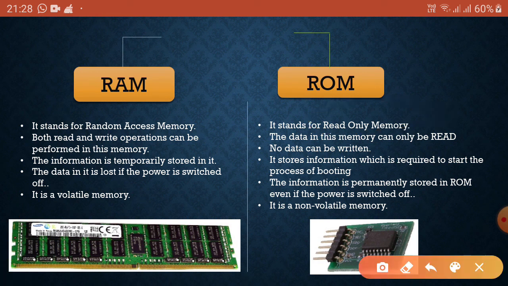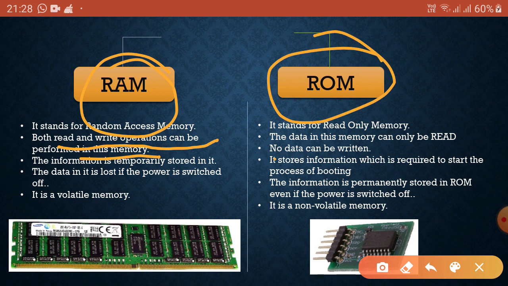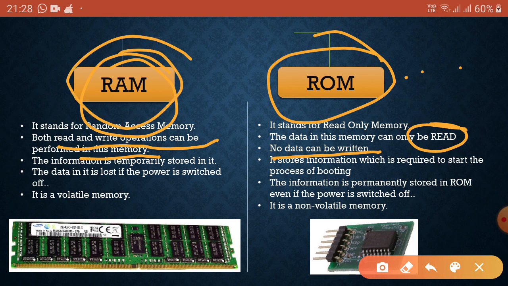The basic difference is that both read and write operations can be performed in this memory. So in RAM, read and write operations can be done. But in ROM, no data can be written, only it is readable. Whatever information is there inside ROM, we just read it, not write or overwrite it. But in RAM, it is readable and writable.